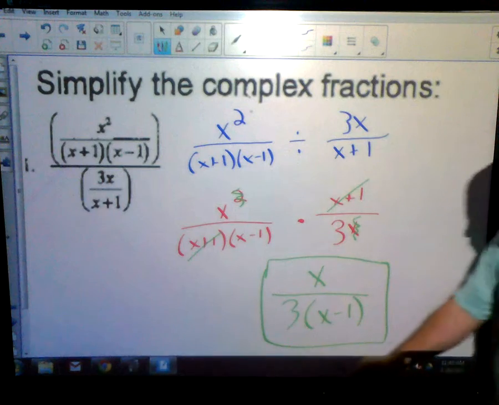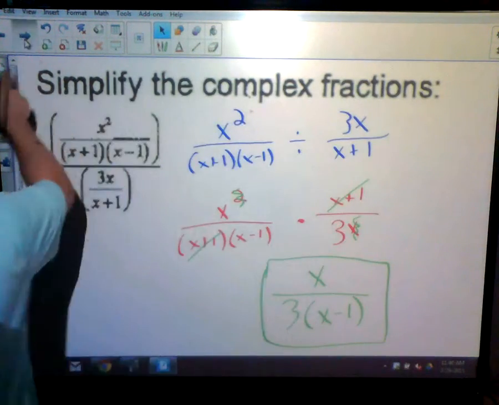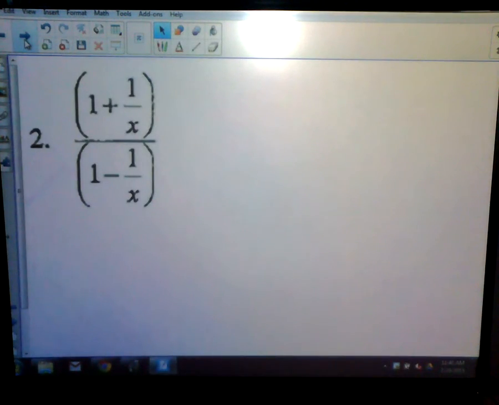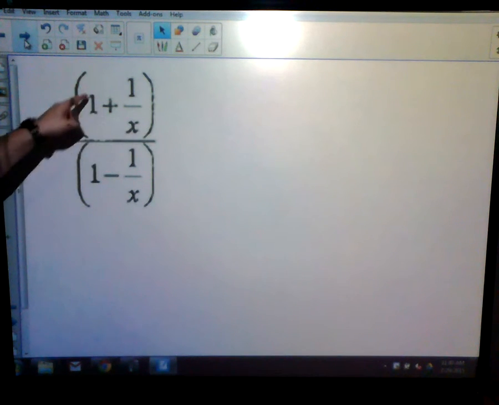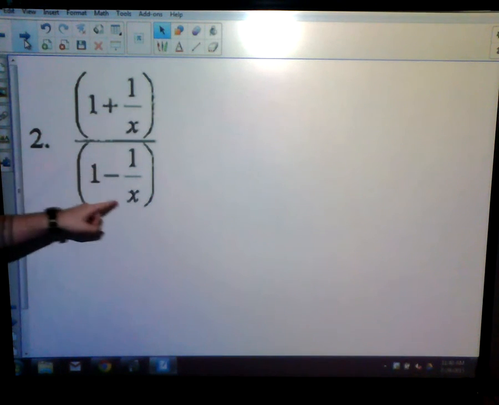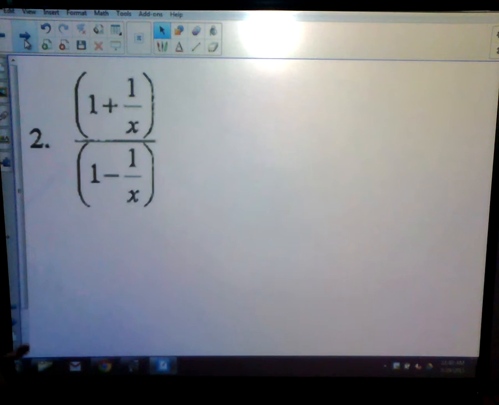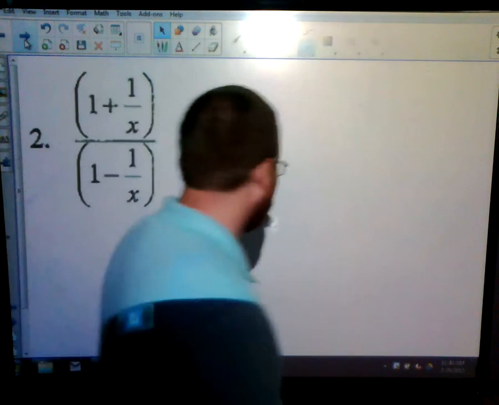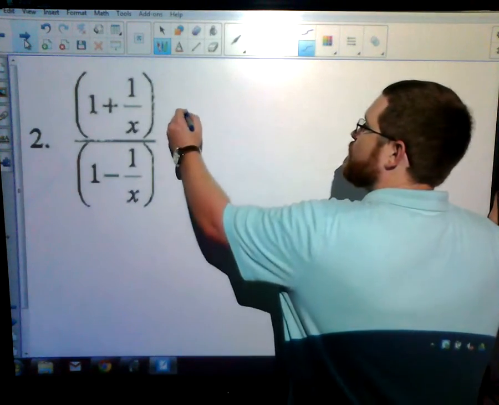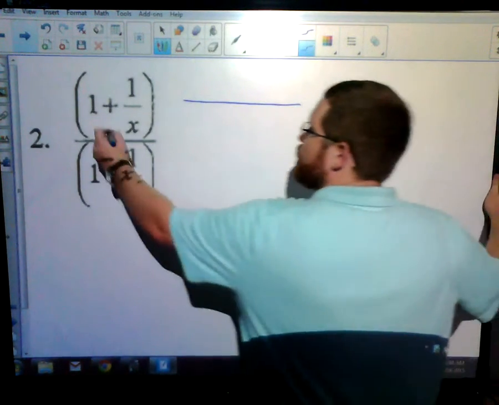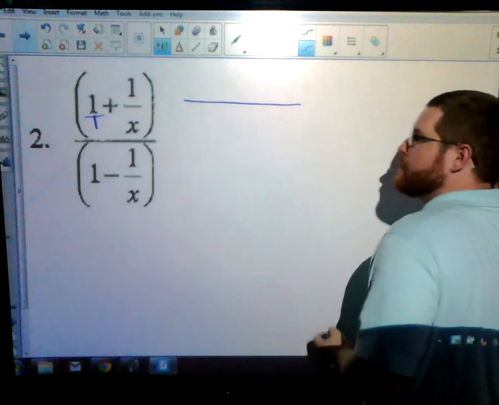Where complex fractions are difficult are problems like this. I don't have just one fraction on top. I got to write this as one fraction, and then I got to write this as one fraction, and then I got to write it as division, then I got to write it as multiplication, and then I got to solve. So on top, what's a common denominator for the top? It's x.